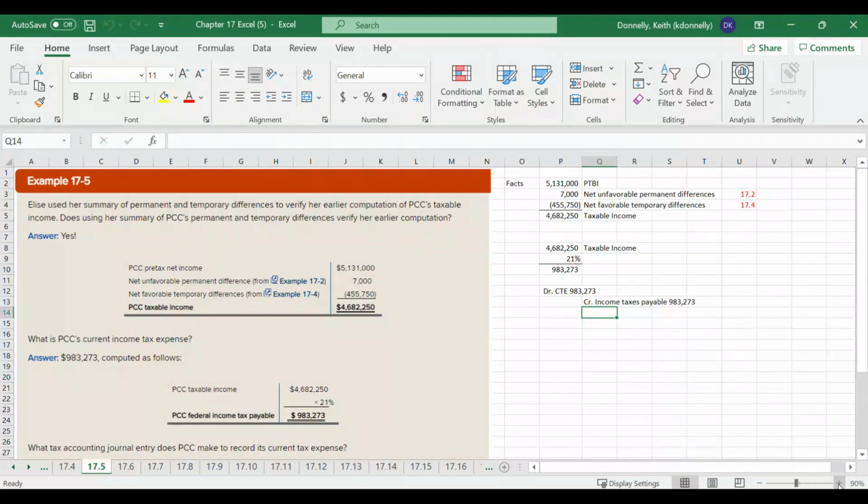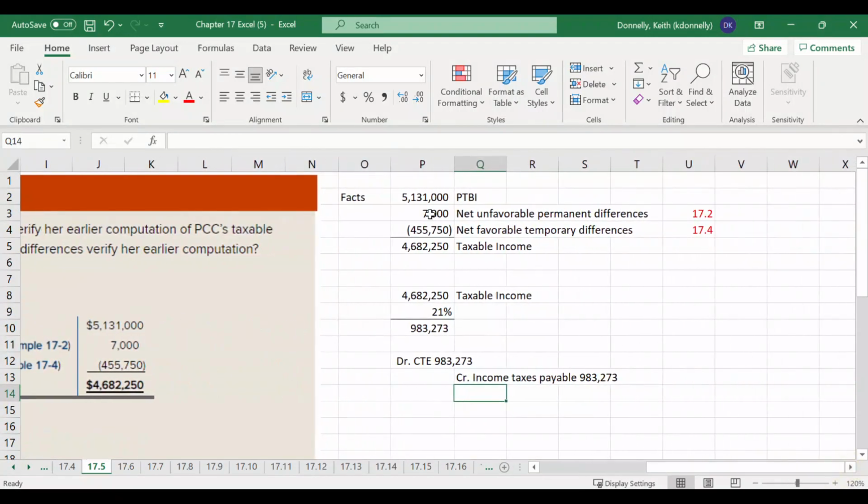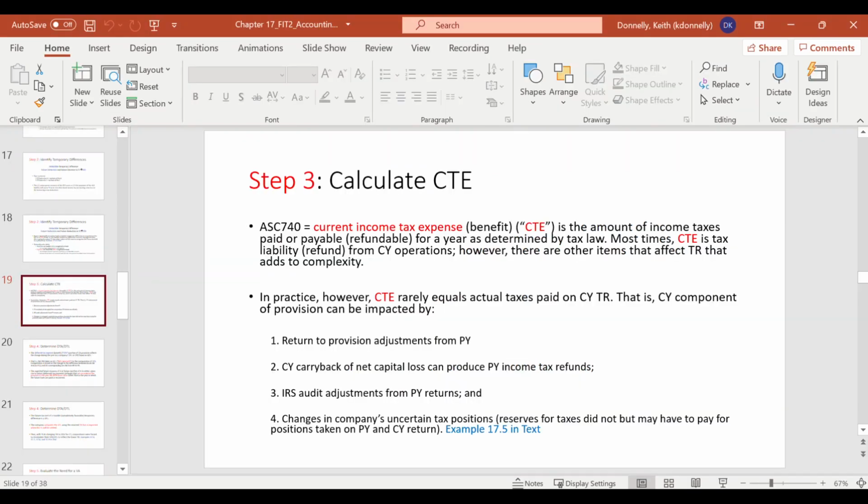If we look here at 17.5, essentially what's going on here is we start with our PTBI, we do our perms, then our temps, the net amount, that's going to get us to our taxable income, multiply that by 21%, gives us our current tax expense and our income taxes payable. So you'll see a similar process to this in the third lecture. You start with your perms, then your temps, multiply times the tax rate. There you go. And then we'll see how our deferreds just kind of drop out.